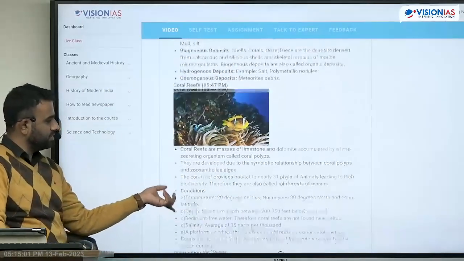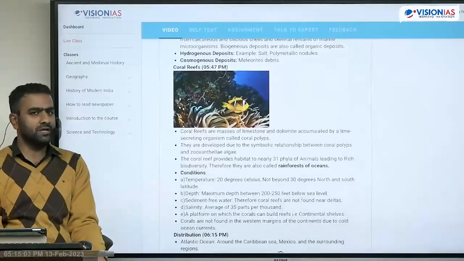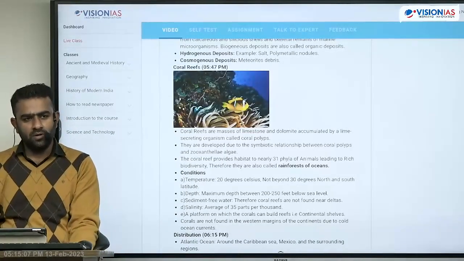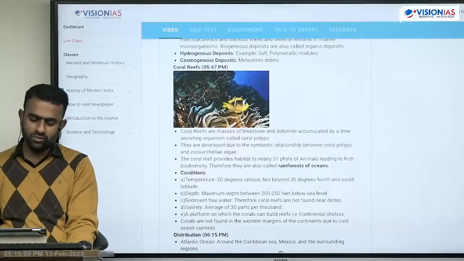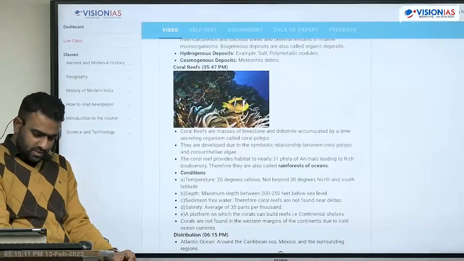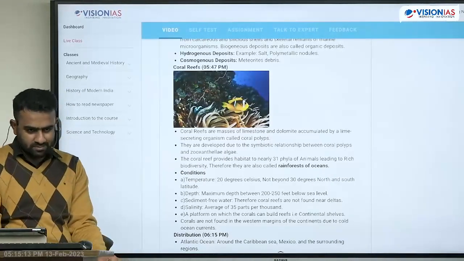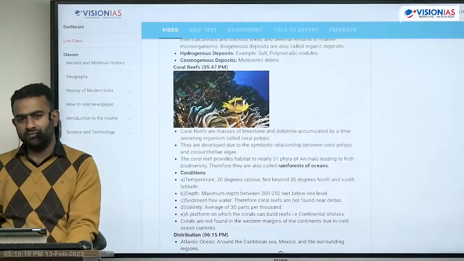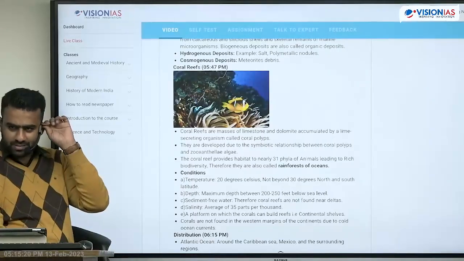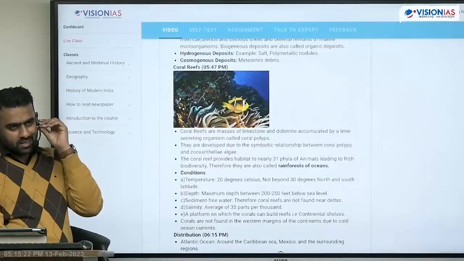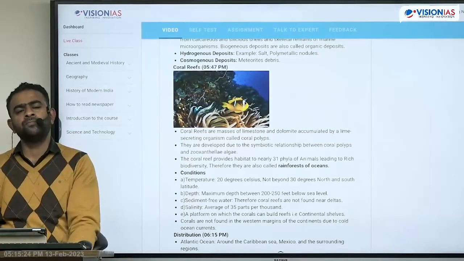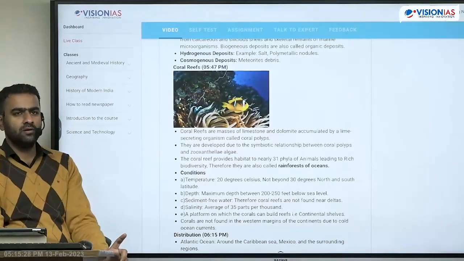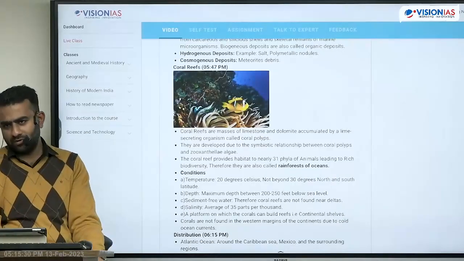One of the important oceanic deposits is the coral reef. Coral reefs are a symbiotic relationship between coral polyp and zooxanthellae algae. That symbiotic relationship results in the establishment of an ecosystem which provides habitat for a very wide range of organisms. The conditions in which these coral reefs develop: number one, temperature of about 20 degrees Celsius.